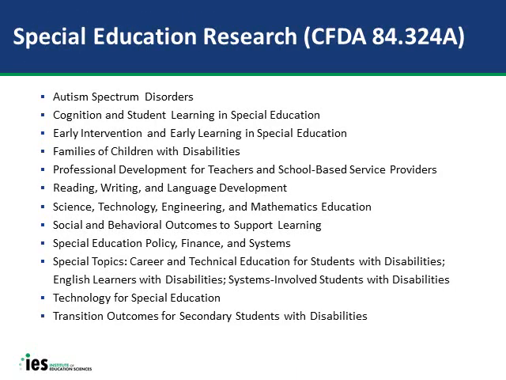Like the Education Research Program in NCER, the Special Education Research Grants Program is the primary grants program for NCSER with multiple topic areas. There are 11 standing topics and 3 special topics in FY 2019. The special topics are career and technical education for students with disabilities, English learners with disabilities, and systems-involved students with disabilities.